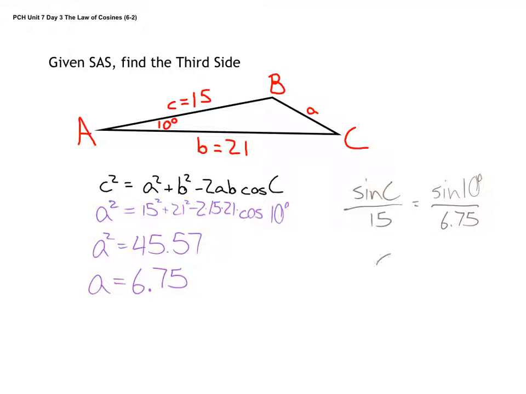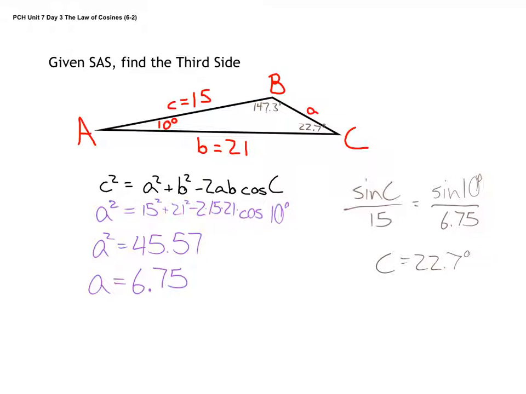Okay, so if we solve this, we get C equals 22.7 degrees. And now, it's a good thing we did find angle C first, because if we subtract those from 180, we get 147.3. Whereas if we had used the law of sines to find angle B, it would have given us a 33.7 degree angle. It would have given us the first quadrant angle instead of the second quadrant angle. So it's a good thing we found angle C first and just subtracted to get angle B.